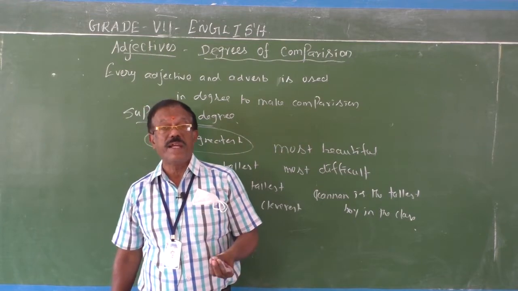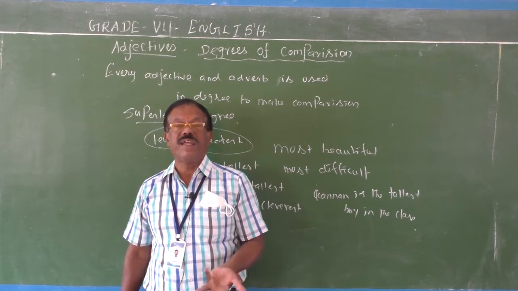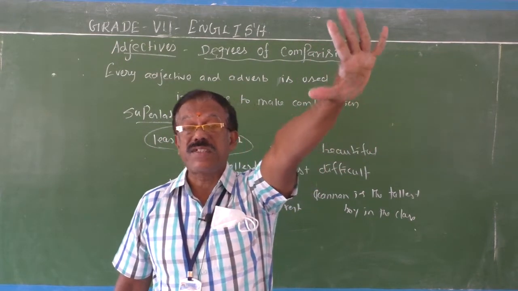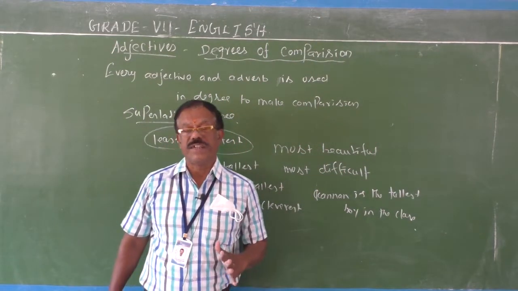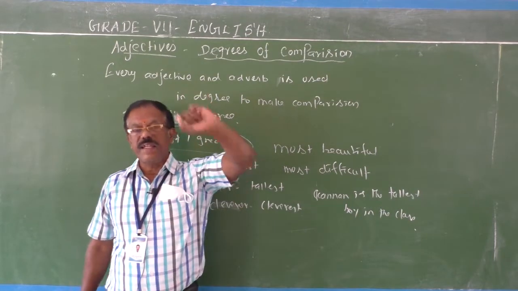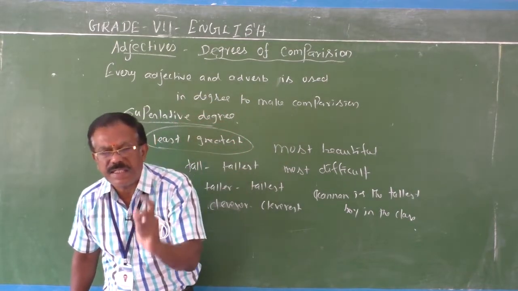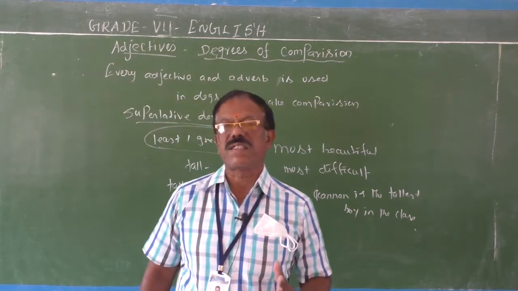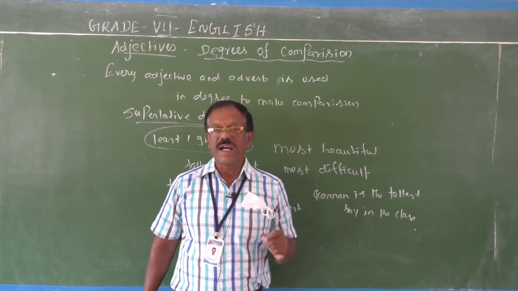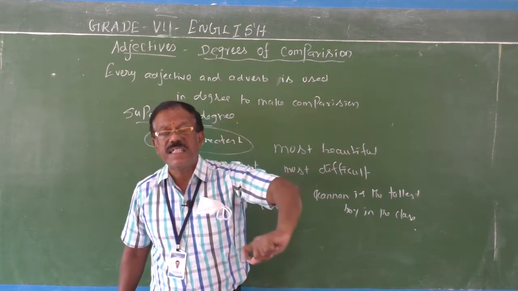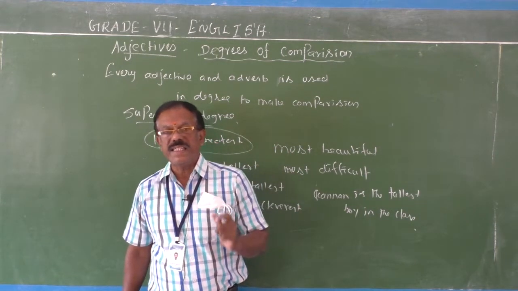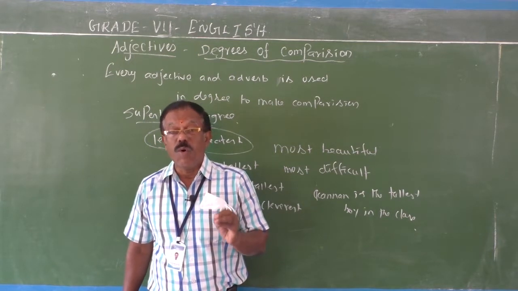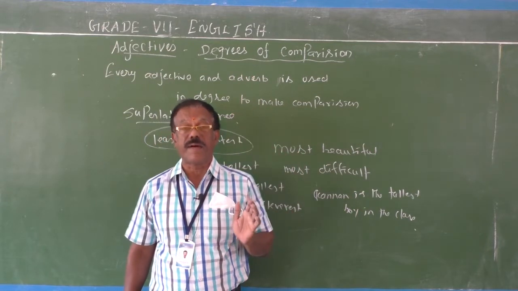Here comparison is made between three or more than three, and you are going to say which has the highest degree of quality. Okay, see, the sun is the brightest star in the sky. Kala is the cleverest girl in the class. Tiger is the most ferocious animal.